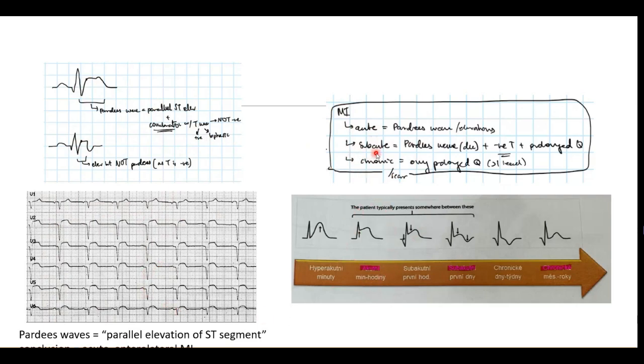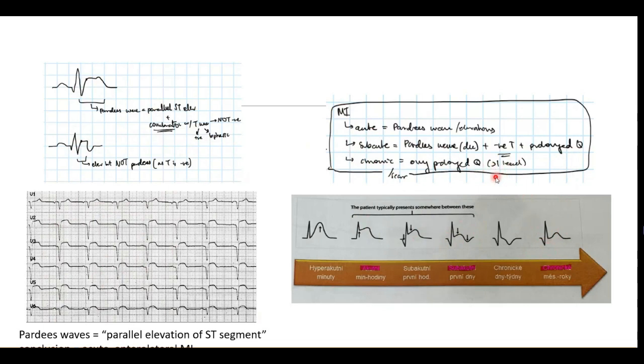And then we have the subacute, where the Pardee's wave or the ST elevation decreases slightly, which you can see with this arrow over here. And you start having a negative T wave, which you see here. And you have a prolonged Q, which you see over here. And in a chronic, it is only prolonged Q. So from acute, it starts as Pardee's waves, which is here. And then the Pardee's wave slightly decreases, but you start having a negative T wave and a prolonged Q. And then finally, in a chronic MI, you have a prolonged Q.